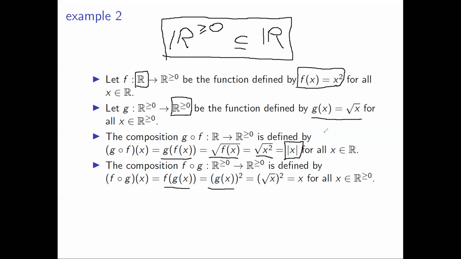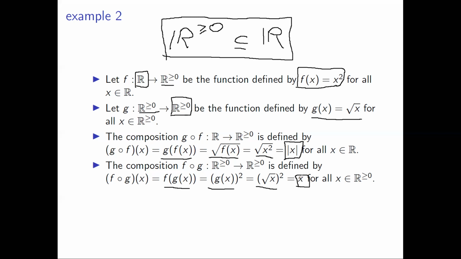And then we can plug in our definition of g of x there. G of x is the square root of x. So we get the square root of x in the parentheses, squaring it, which gives us the x at the end. And notice the composition here. The composition f composed with g goes from the domain of g right here to the codomain of f, which is this right here.